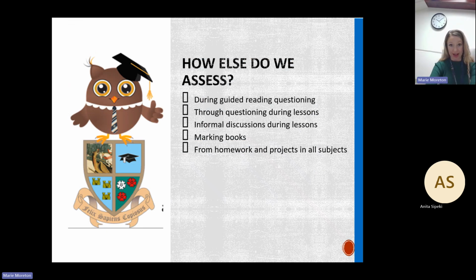So how else do we assess? During guided reading, we are assessing all the time. Every question we ask, we listen in on their conversations when they're talking about reading with their group. We question the children during lessons, either when it's a whole group, or we get them to use talk partners, and then we eavesdrop on what the children are talking about, so that we know if they've understood something or whether we need to address a misconception.